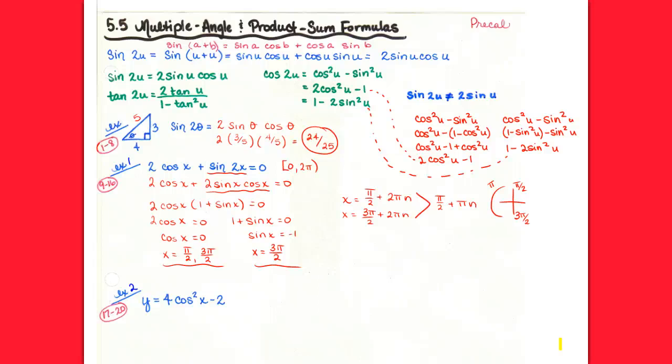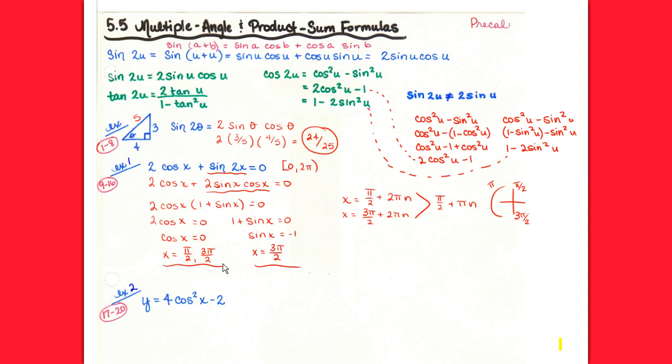Now, on every single one of the homework problems and on every single one of the test and quiz problems, we are always going to have the restriction to only give answers between 0 and 2 pi. So these would be our answers. I don't have to write 3 pi over 2 twice. I can just say x equals pi over 2 and 3 pi over 2, and I'm done.